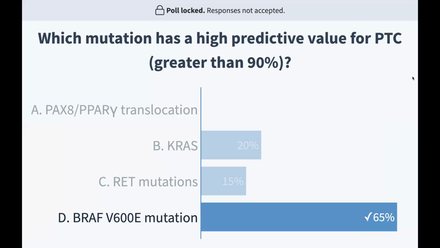Your BRAF V600E mutation, which is a point mutation of the BRAF gene in which valine is substituted by glutamic acid, in papillary thyroid carcinomas are associated with classical and tall cell histologic appearance and predict more aggressive behavior even in PT1 tumors. They are seen in only 10% of follicular variant tumors.